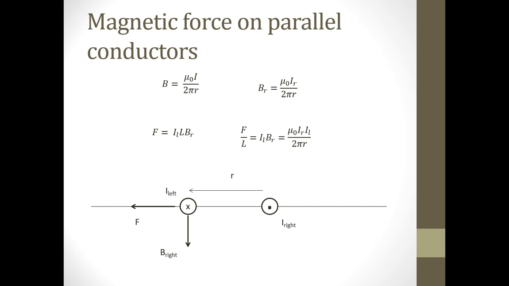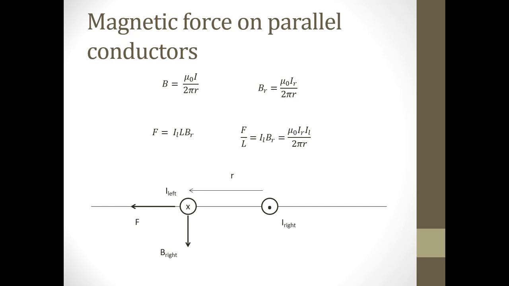Now, if we wanted to calculate how big this magnetic field is, it's not that hard to do. Let's say they both have a current of I. I have I_R for the right-hand current and I_L for the left-hand current. The magnetic field is mu naught I over 2 pi R, so the magnetic field caused by the right-hand wire is mu naught I_R divided by 2 pi R.